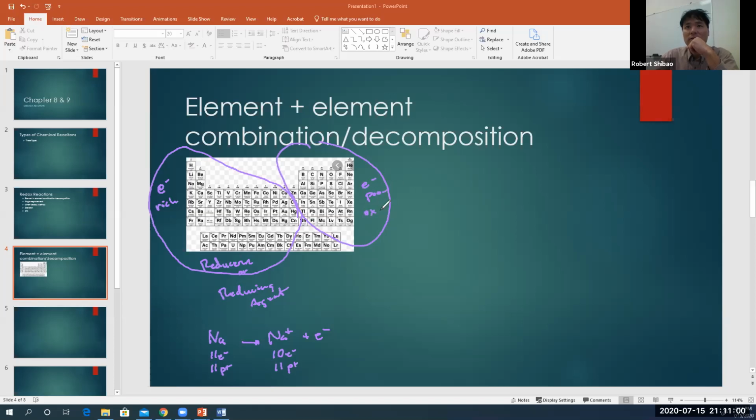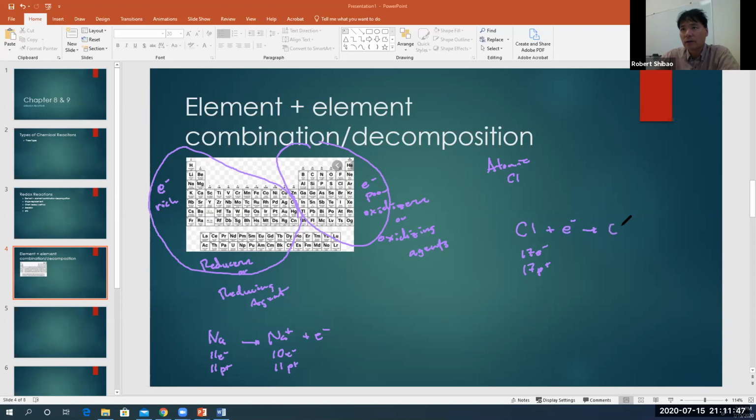And these are oxidizers, or oxidizing agents. What might take that electron would be something like chlorine. I'm going to go with atomic chlorine here. Atomic chlorine will want an electron. How many electrons does chlorine have? Chlorine has 17 electrons and 17 protons. So chlorine takes that electron from sodium.